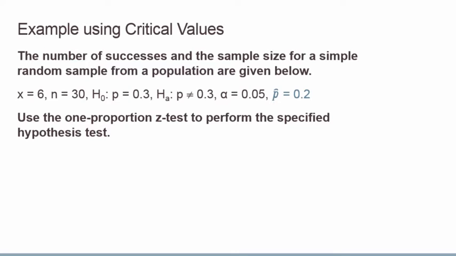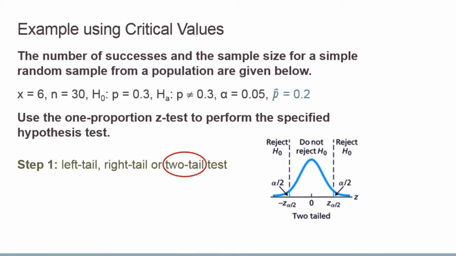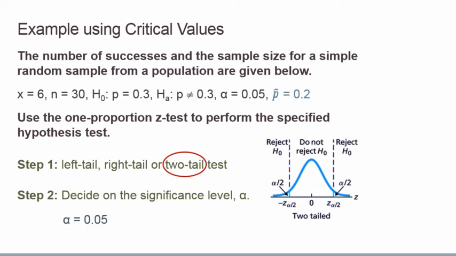Continuing, use the one proportion z-test to perform the specified hypothesis test. Step 1, we need to decide if we have a left-tailed, right-tailed, or two-tailed test. Since for H sub A, P does not equal 0.3, I have a two-tailed test. Step 2, decide on the significance level alpha. In the original problem, they told us that alpha was 0.05.